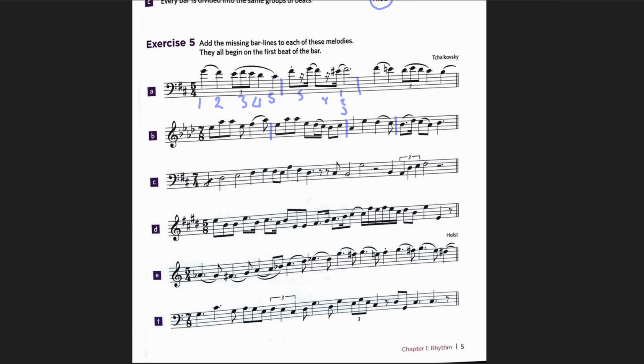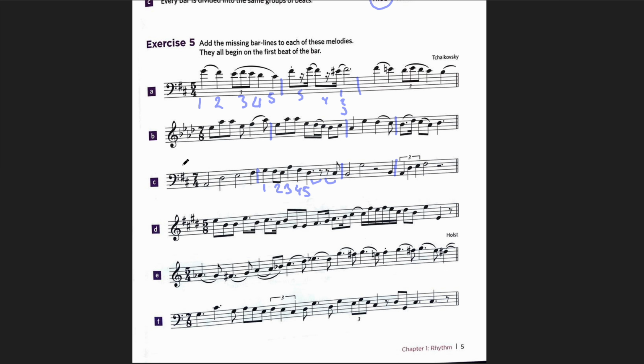So a minim is 2 crotchets. 1, 2, 3, 4, 5, 6, 7. Okay. Then we have 1, 2, 3, 4, 5, 6, 7. Then we can check. Okay, got that right.